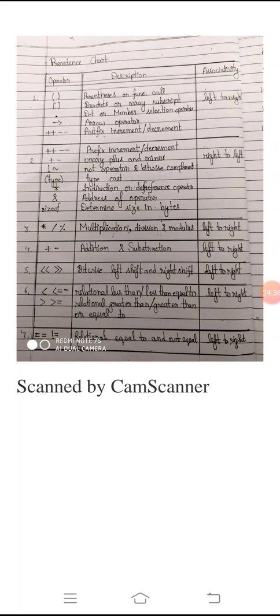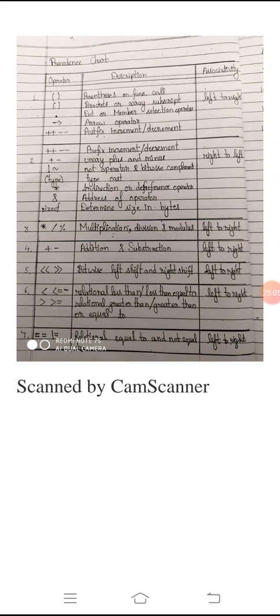That is known as precedence. And suppose we have two operators and both have the same precedence, then in between those two operators, which operator needs to be calculated first? That is known as associativity. So associativity comes into existence when we have operators of the same precedence.